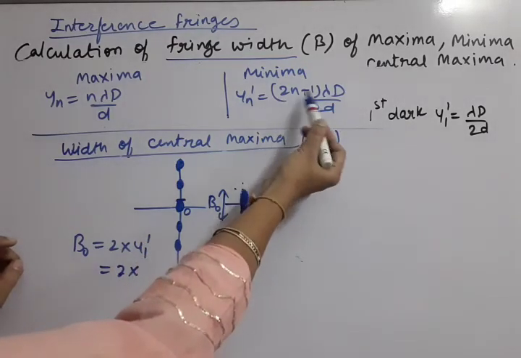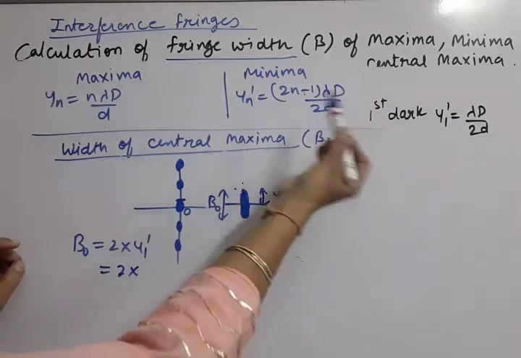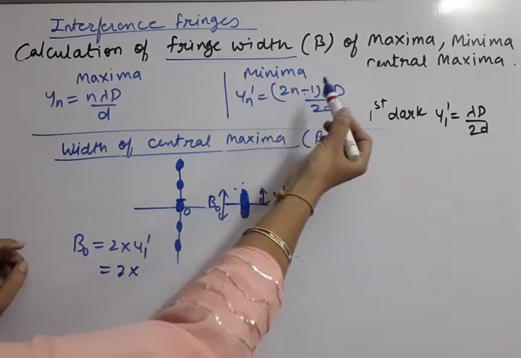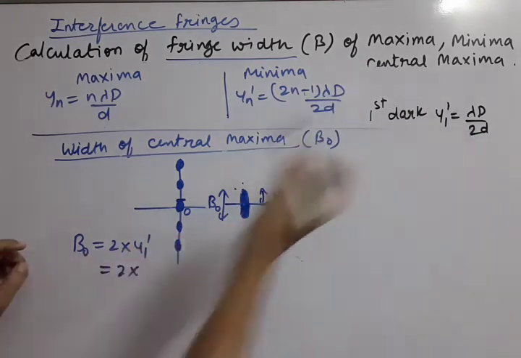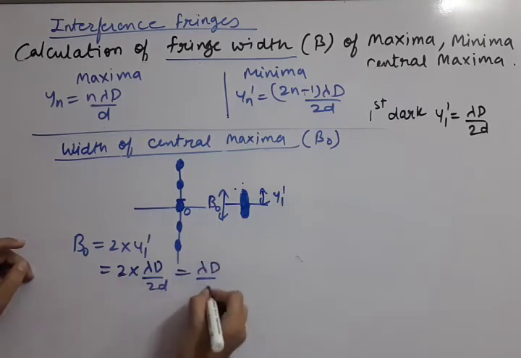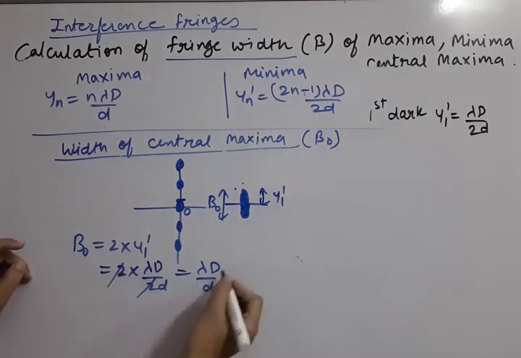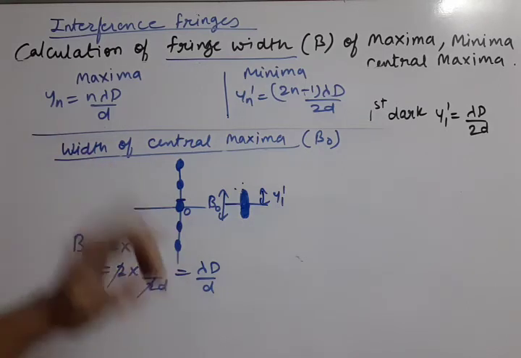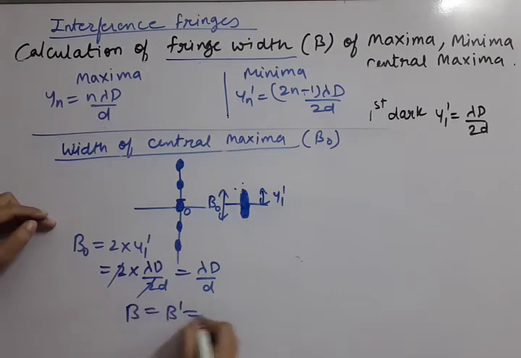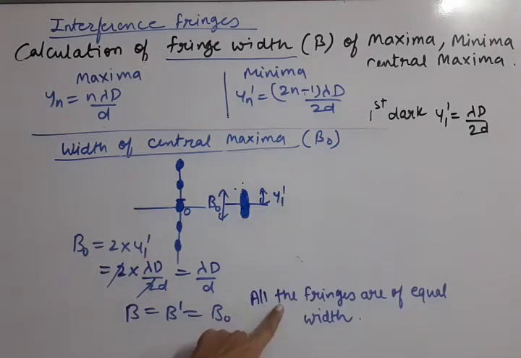Because the minima formula is this, first dark means n equal to 1 I have to put. So 2 ones are 2, minus 1 is 1. So 1 lambda D by 2d. This is the formula which we have already prepared. So finally you can see again this 2 is getting cancelled. So we are getting the same formula which we have already obtained for secondary maximas and minimas. So here we have proved that all the widths in the interference pattern are equal, or all the fringes are of equal width.